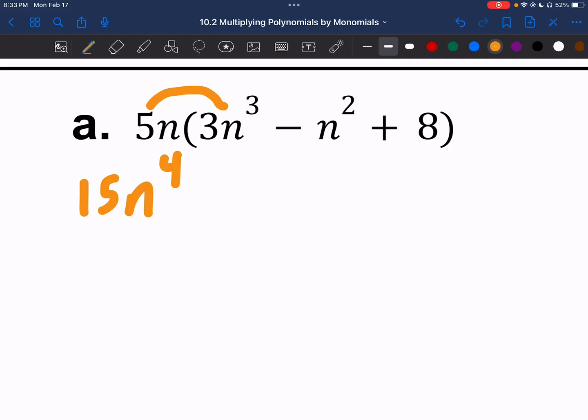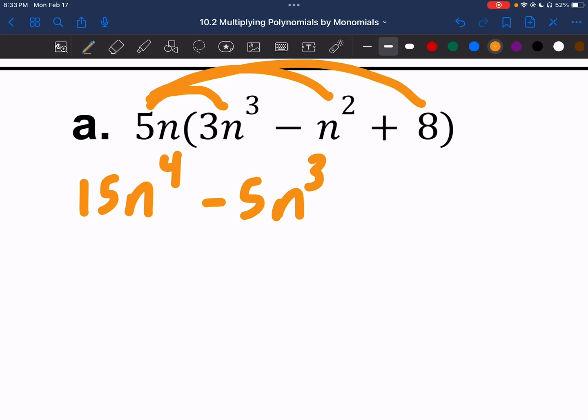All right. Next up, we have 5n times negative n squared. So 5 times negative 1 is minus 5. N times n squared is n cubed. And lastly, we're distributing 5n times 8. 5 times 8 is 40n. And that's all we need to do. It's already in standard form because it started off in standard form for us.